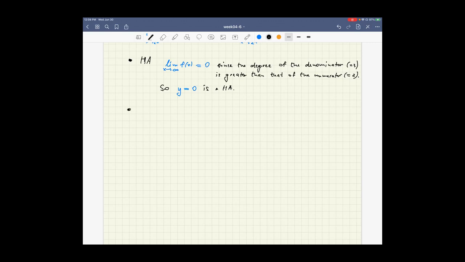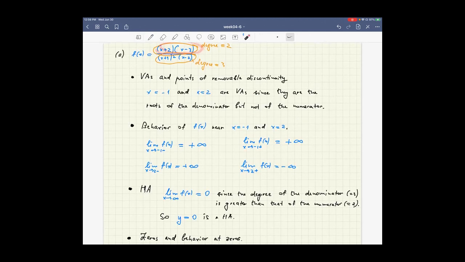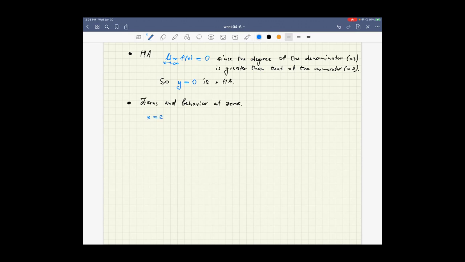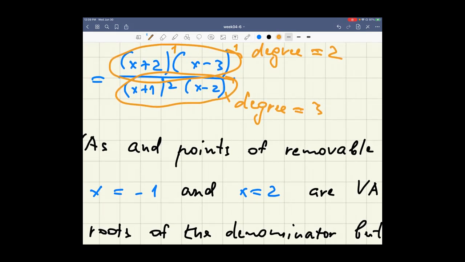Now zeros and behavior at zeros. Zeros are the zeros of the numerator, provided that they're not zeros of the denominator. In our situation, the numerator and the denominator don't share any zeros. So zeros of f are those of the numerator, negative 2 and 3. And they're both crossings. That is because the corresponding factors are raised to an odd power, power 1.